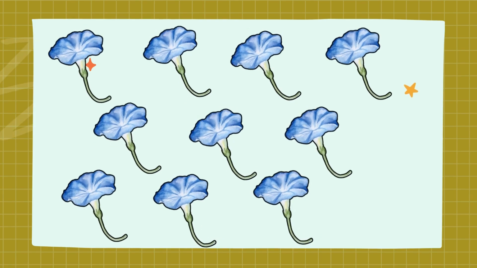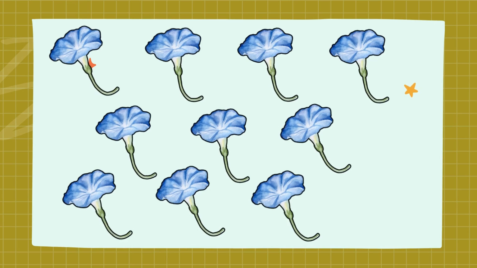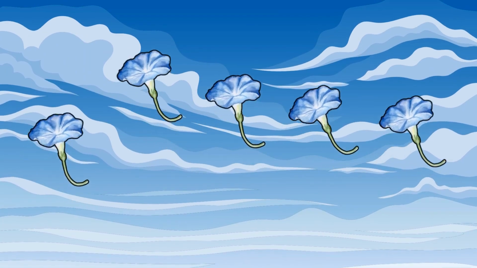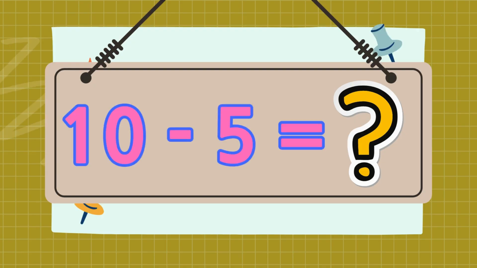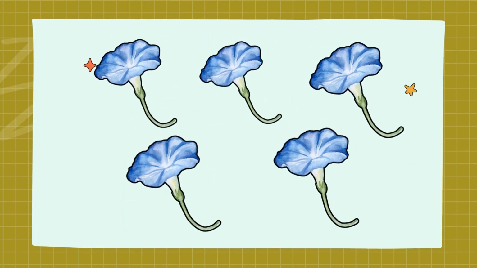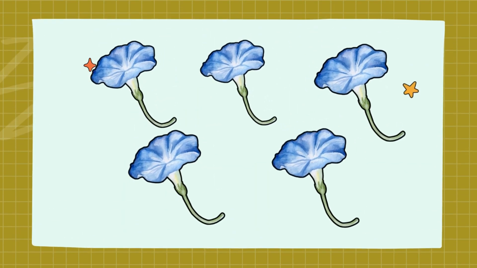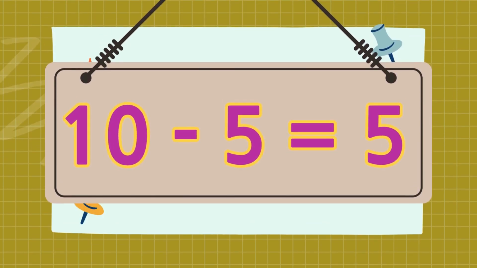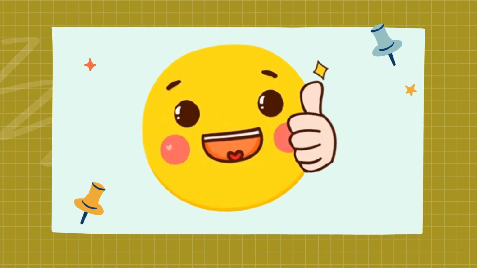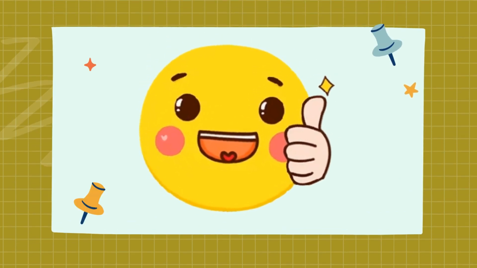10 morning glories were dancing in the wind. 5 of them floated away into the sky. How many morning glories are left? The answer is 5 morning glories. So 10 minus 5 is 5. Bingo! Looks like Daisy is going for a perfect score.